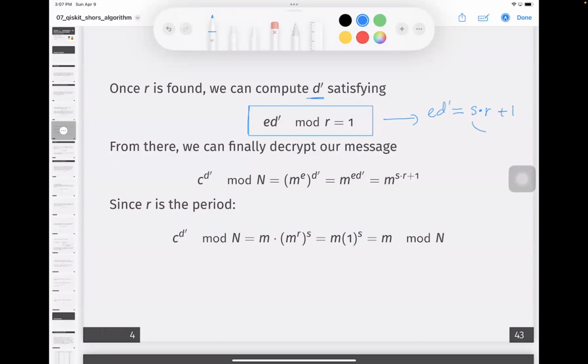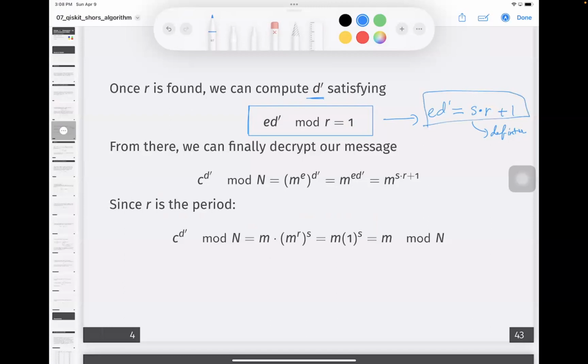So we don't really care what that number S is, but we just know that if E D prime mod R is equal to 1, then there is a number S such that S times R plus 1 is equal to E D prime. Okay, that is the definition of modulus. So once we get D prime, what can we do with it?